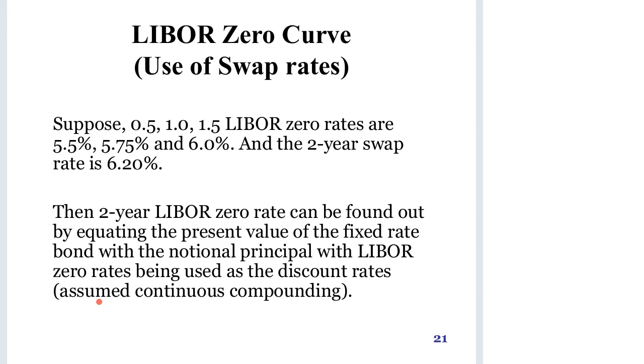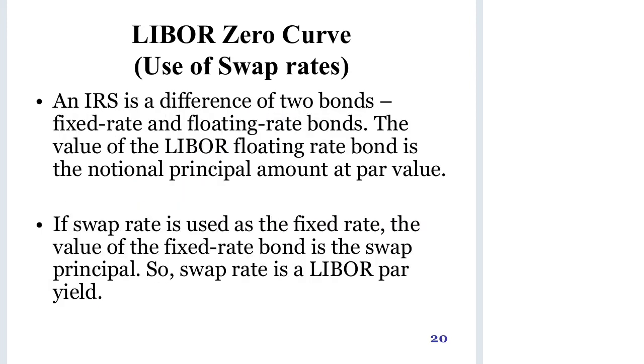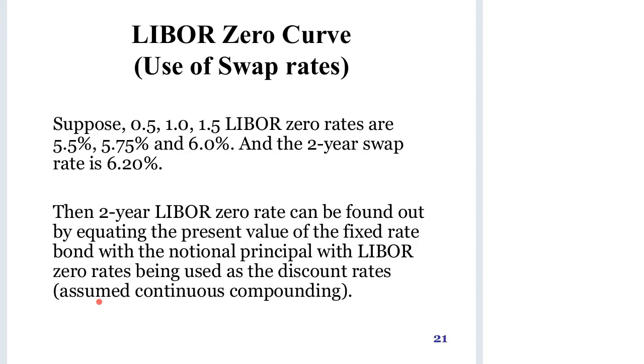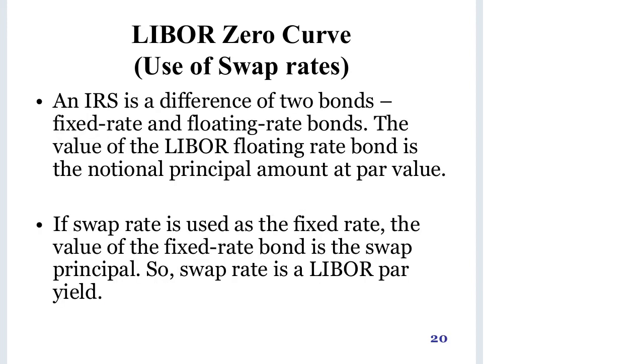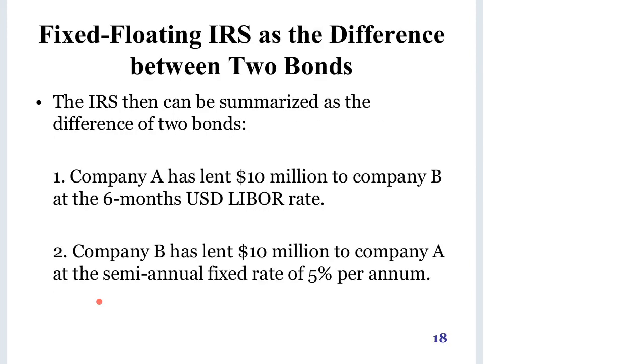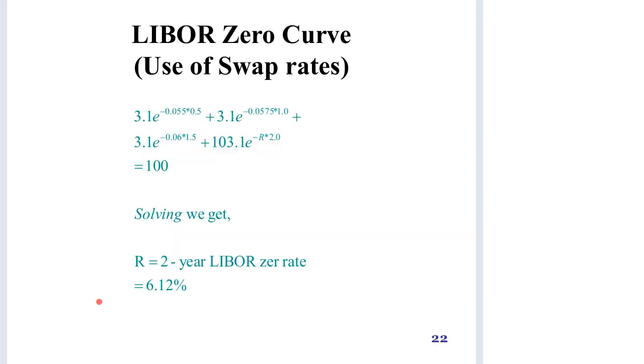So we are using continuous compounding as the assumption for discounting. So I take LIBOR at these points and calculate this. So this is a bond that pays me a 6.2% coupon. I want to find out the value. So it is paying me 6.2%, right?